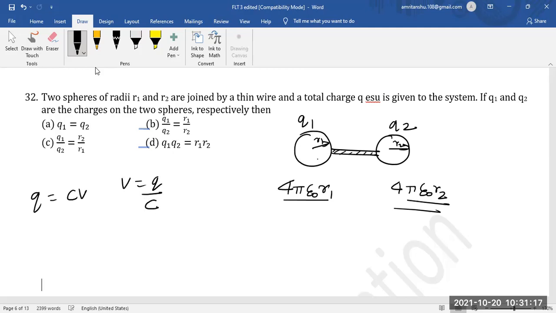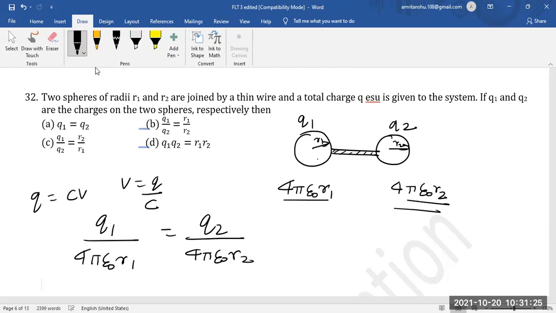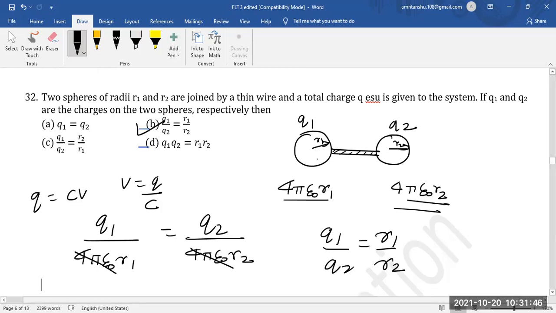So we can simply say here Q1 upon 4 pi epsilon naught R1 equals Q2 upon 4 pi epsilon naught R2. You can see this is also the potential of a sphere. So potential of the spheres are going to remain same. So 4 pi epsilon naught cancels, 4 pi epsilon naught cancels. So here we get Q1 by Q2 is equal to R1 by R2. So Q1 by Q2 is equal to R1 by R2. This is our answer.